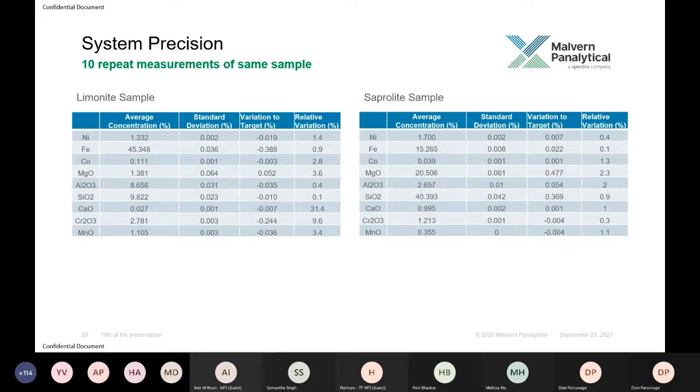So looking at precision and accuracy, I took one sample from each and performed 10 repeat measurements. And so you can see across the various analytes, the standard deviations that were achieved across 10 repeat measurements, which is an excellent indication of the precision of the measurement. You can also look at the variation to the target value and then that variation as a relative number. And you can see that the overall variations are very low, which is indicating that the analysis was very capable of producing an accurate result.